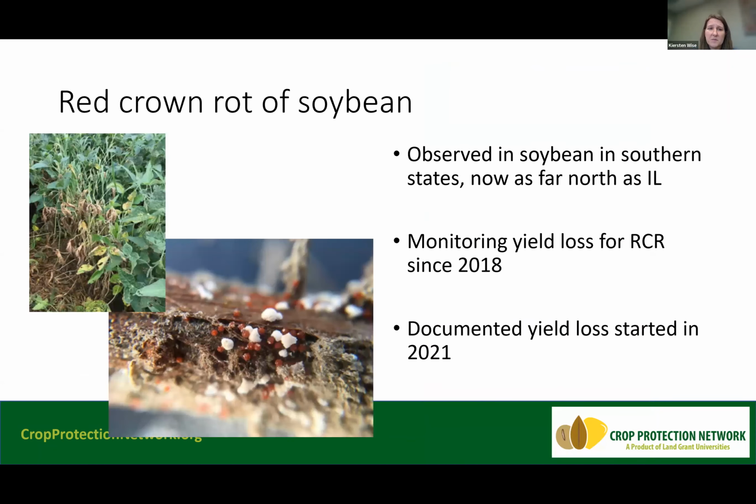And then finally, in soybean, red crown rot is one that is really important to pay attention to. Again, it was just a minor disease in some of our southern states, but now it's as far north as Illinois. A lot of our colleagues have been monitoring yield loss for this disease since about 2018, and the first year that it really popped as causing substantial and measurable yield loss was this last year, 2021. So it's another one to keep an eye on as it starts to gain some traction and cause more yield loss.